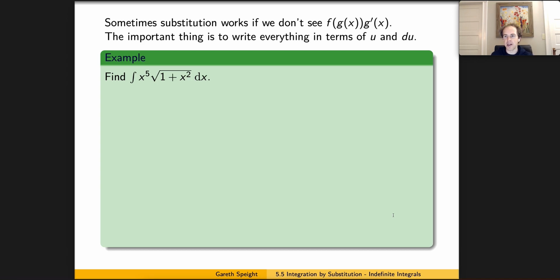Let's try to use a substitution anyway, and hopefully we can write everything in terms of u and du. So we try u equals 1 plus x squared. Then du dx is going to be 2x. So we can rearrange, we get dx equals du divided by 2x.